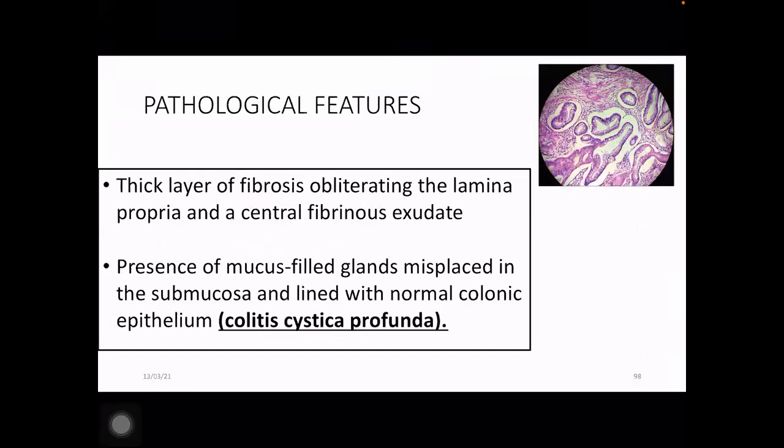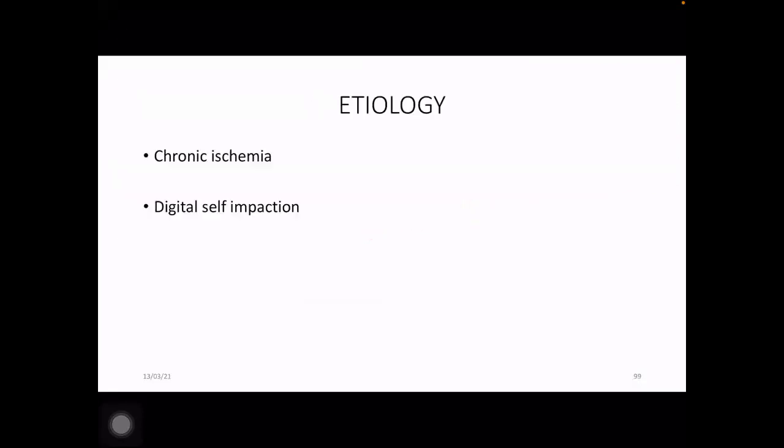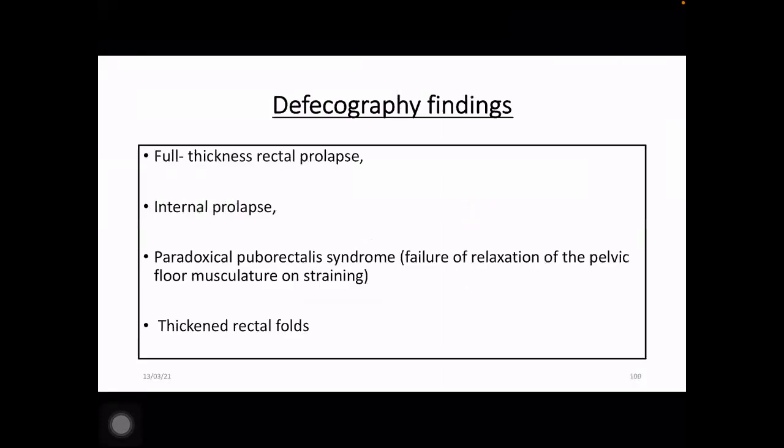Pathological features I told you before: colitis cystica profunda, where the submucosa has a lot of glands. Another important thing is there's a thick layer of fibrosis in the lamina propria and a central fibrinous exudate. This is another important pathological feature. What is the etiology of SRUS? Because of chronic ischemia. Some say because of the straining, because of digital self-impaction, it may cause an SRUS.